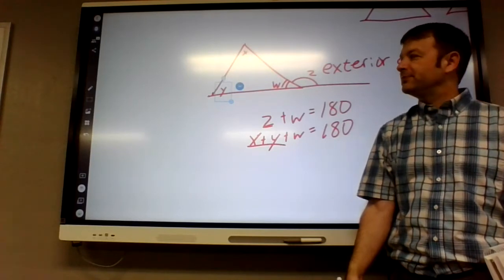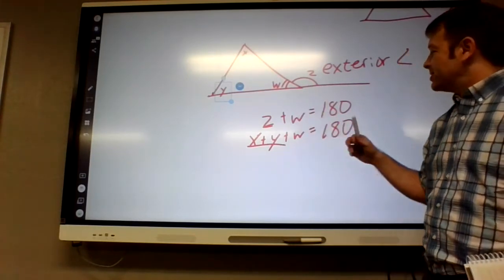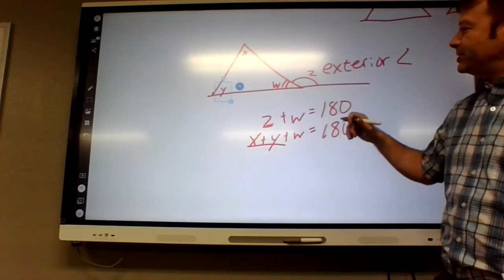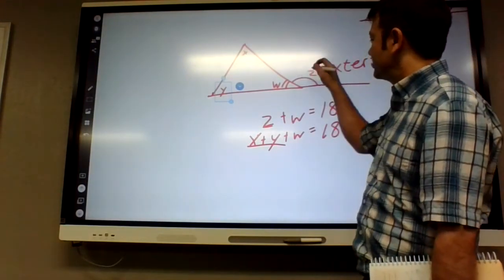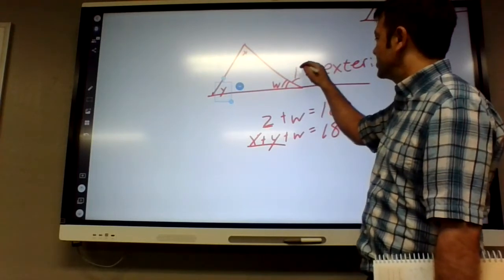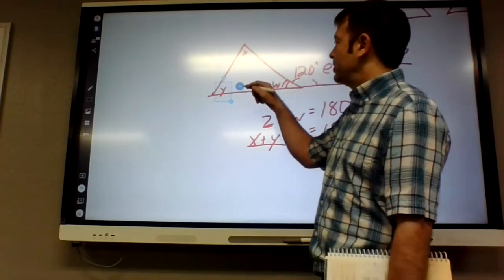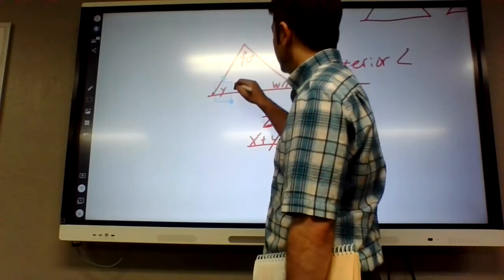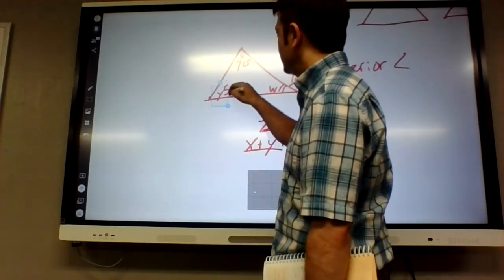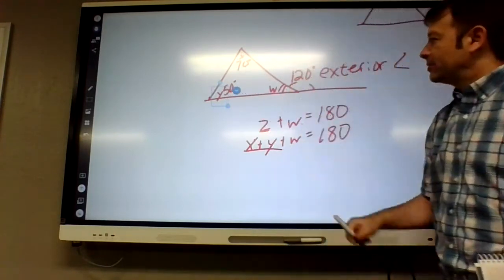That would be fun to remember. If I put some numbers in there, it might be easier. Like if this one looks like it's about 120 or something, and if I knew this was like 70, then this one would have to be 50. Those two would have to add up to that.